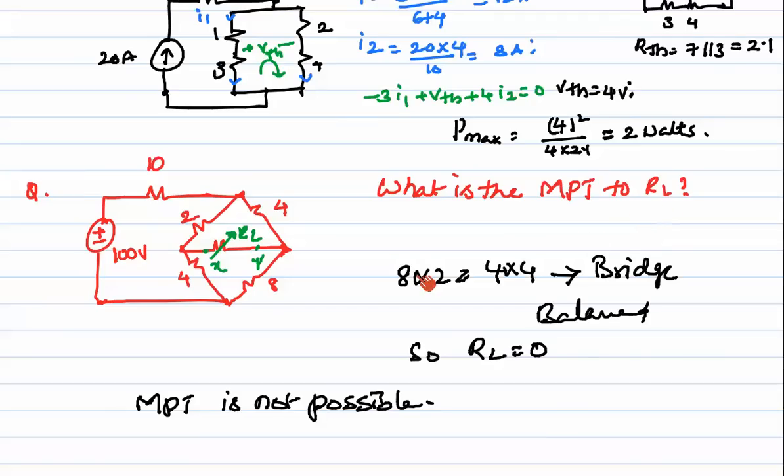Next here, what is the maximum power transfer to the load resistance? So check whether the bridge is balanced or not. 8 into 2 is 16, 4 into 4 is 16. So the bridge is balanced here. When the bridge is balanced, maximum power transfer is not possible in this case.